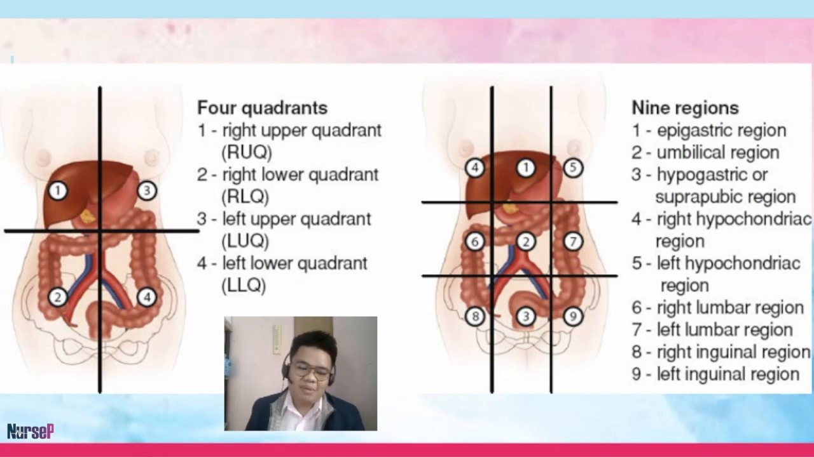So, try to remember the 4 quadrants and then the 9 regions of the abdomen. Try to familiarize the organs that belong to each of these quadrants. So please pause the video and review the organs in each of these quadrants and regions.